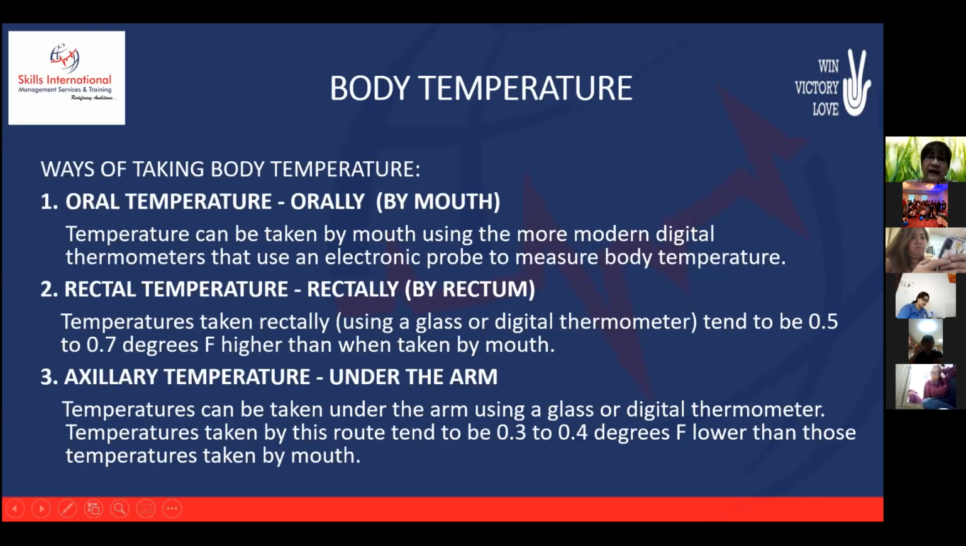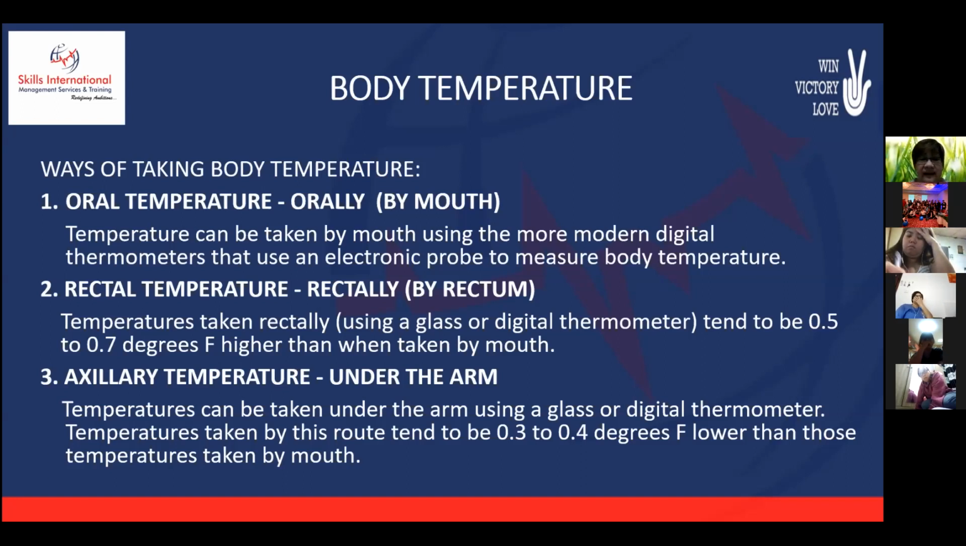So the ways of taking body temperature, meron tayong ways ng body temperature natin na dapat nating i-take. Number 1, yung oral temperature, it is taken orally by mouth. Temperature can be taken by mouth using the more modern digital thermometers that use an electronic probe to measure body temperature. So i-define pa natin, explain pa natin more when we come into the later slide. Ito pa lang dinidiscuss ko yung ano ba yung mga how-to ways, the ways of taking body temperature.